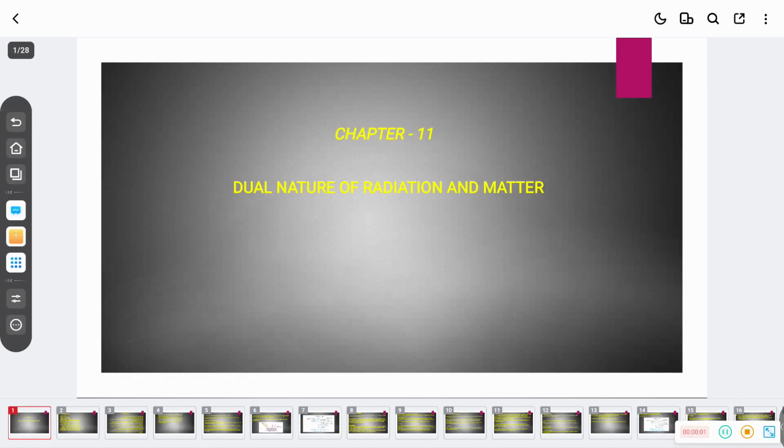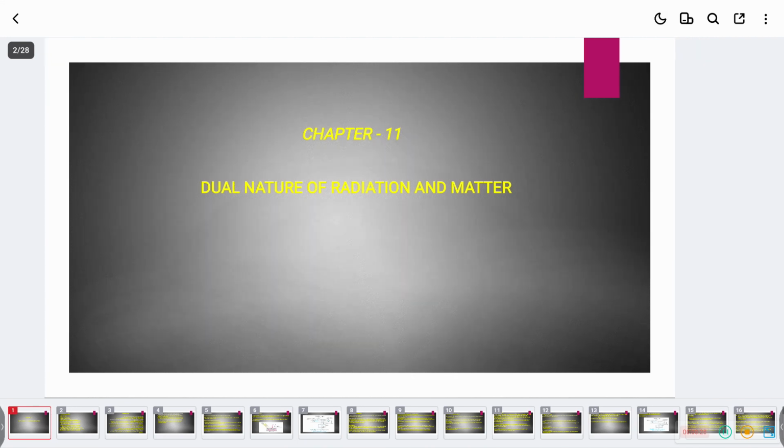Now chapter 11, dual nature of radiation and matter. What it says is that radiation means light, and light has a dual character. Matter means electron, proton, that type of thing. So matter also has two characters. Inside matter we also consider electrons as matter, and they can also have two characters: one is wave character, another is particle character. All these things we will understand in this chapter.